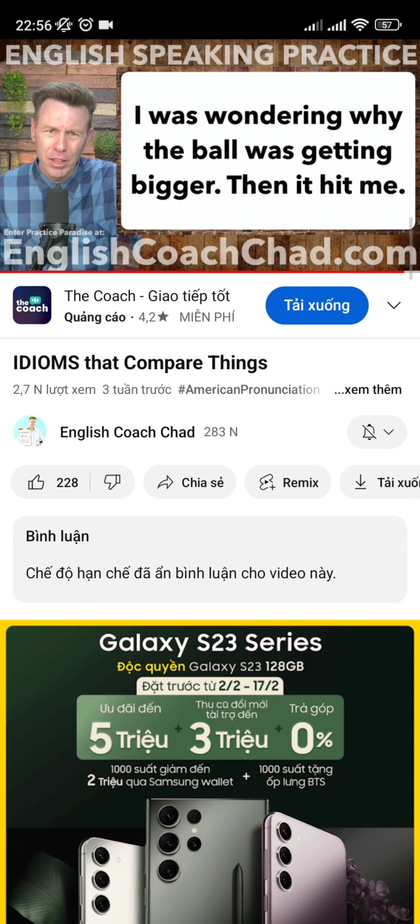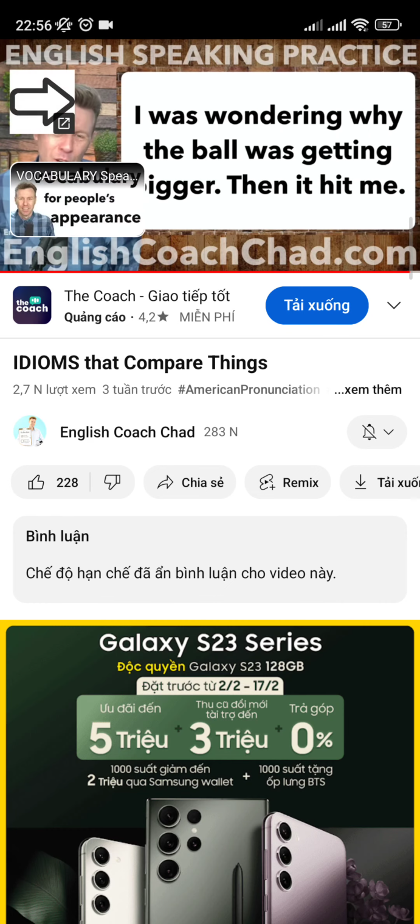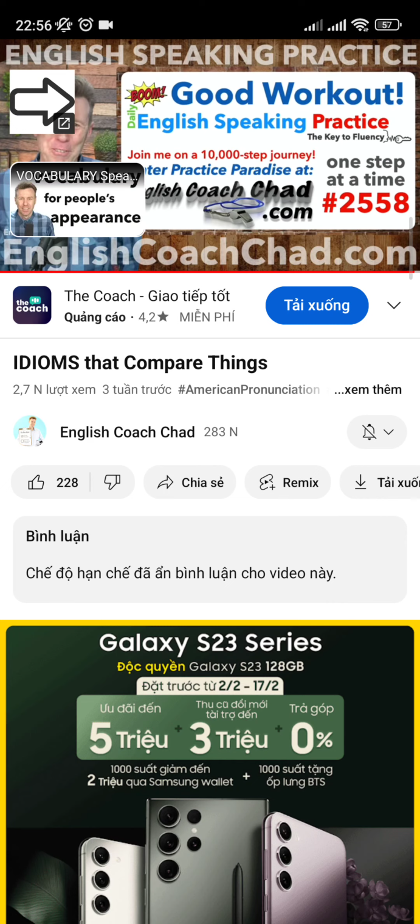Wondering why the ball was getting bigger and bigger. Boom! And then it hit me. The ball was getting closer and closer to me. I was worried that the ball was actually getting bigger. Then it hit me. All right, boom, good workout.